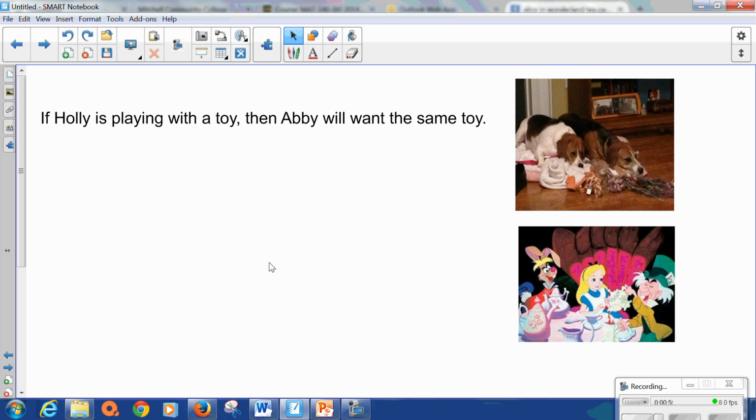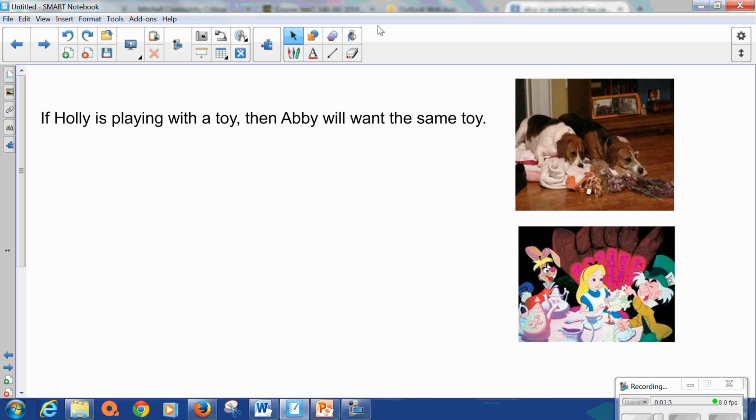So we're going to look at this statement: If Holly is playing with the toy, then Abby will want the same toy. And there's Holly and Abby. Abby is going to be 5, and Abby is going to be 3. And you can see them probably exhausted after playing with these two lifeless-looking toys. This used to be a rope in front of Holly, and this was some kind of weird giraffe duck-looking thing. Dog toys are really strange. We'll talk about Alice in a minute.